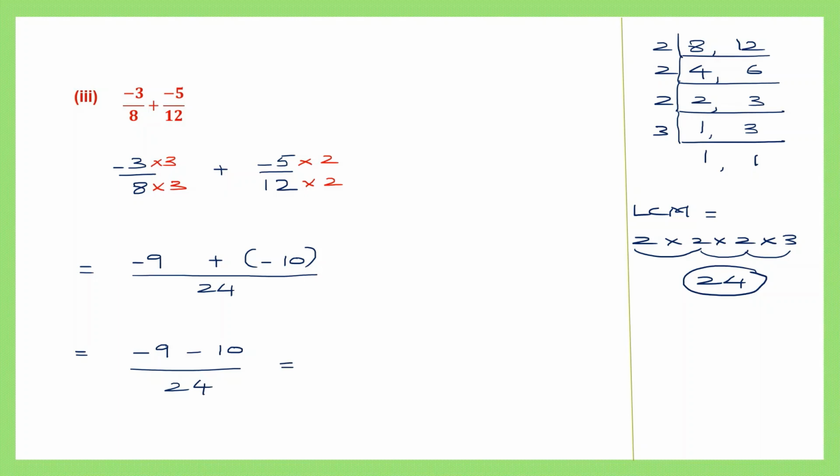So when signs are the same, we put the same sign and we add. So 9 plus 10 is 19. So this is minus 19 by 24, which is our final answer.